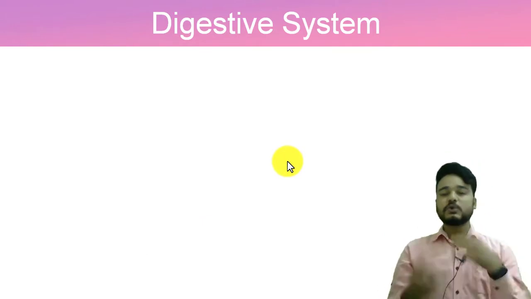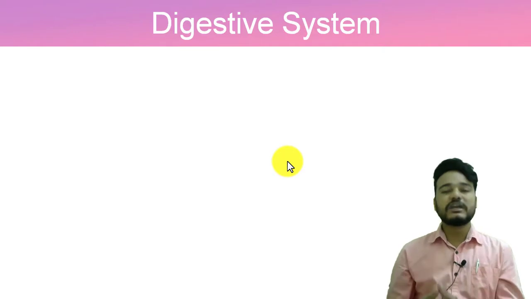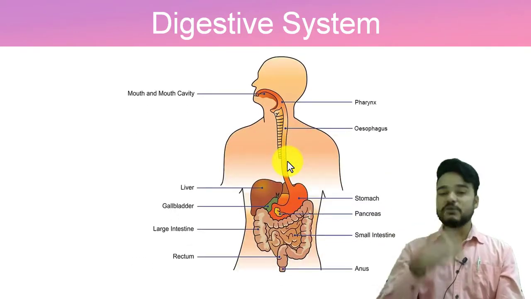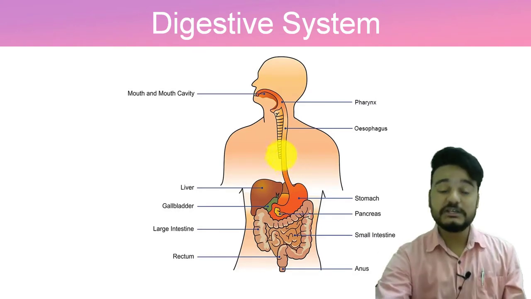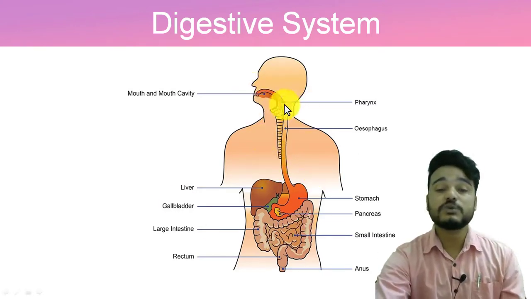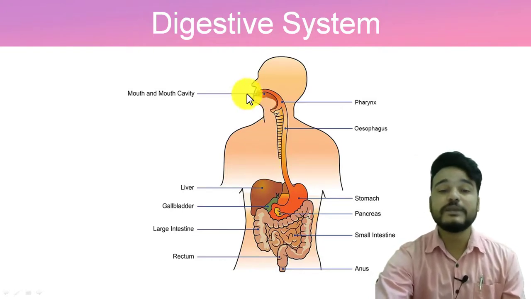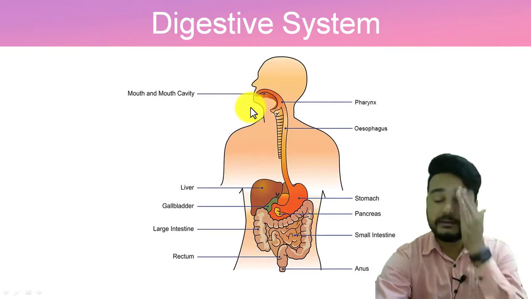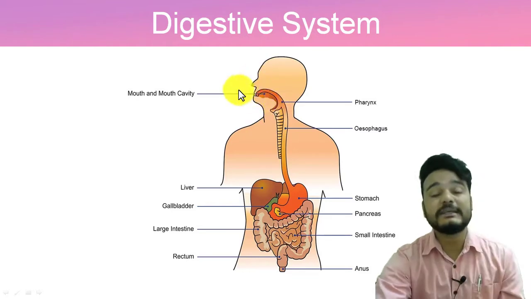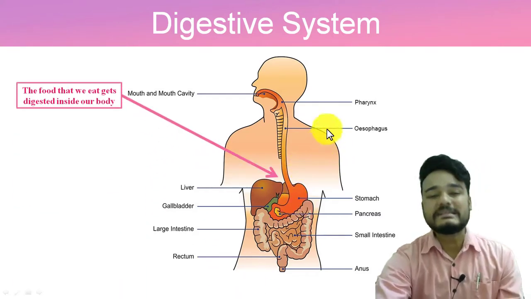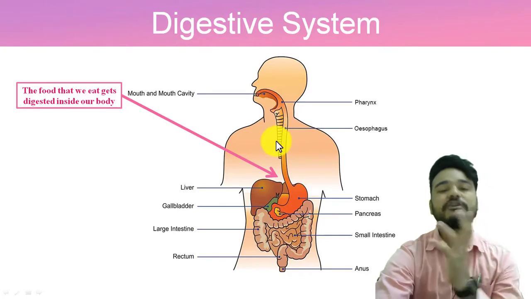Now next one is digestive system. We eat twice, thrice or 4 times a day. So when we eat, जो भी हम खा रहे वो हजम होना चाहिए, that should be digested. Okay, so this is the digestive system that works for that. Okay, so we eat using our mouth and mouth cavity. So whatever we eat, that enters our lower body, okay, using esophagus and pharynx. Okay, so we'll see what are the functions and how it works.